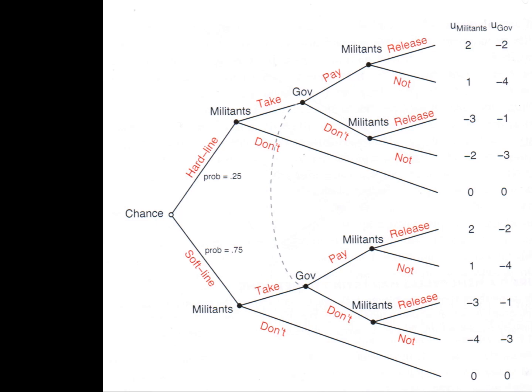Zermelo's theorem, using reverse induction, would still be applied. So here we have a probability of 0.25 of the terrorists being hardline, and a probability of 0.75 that the terrorists are soft line, with all of the implications for the resulting probabilities.